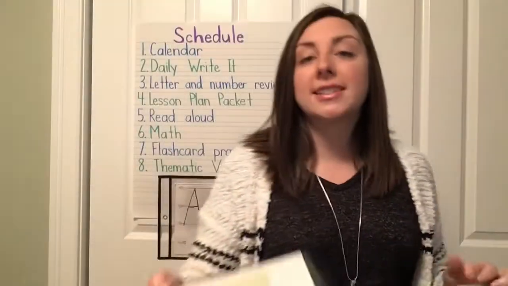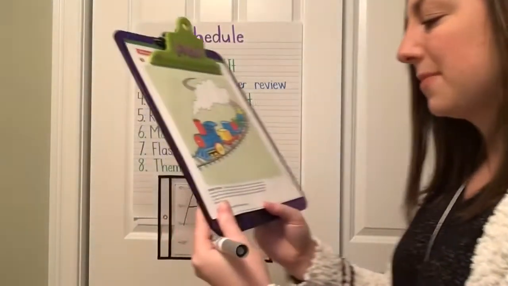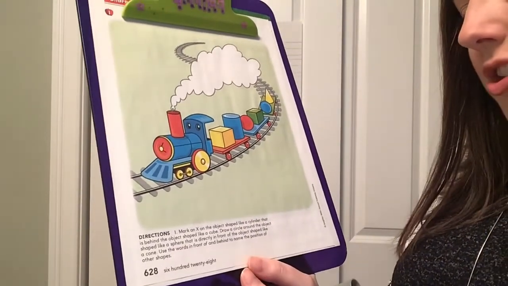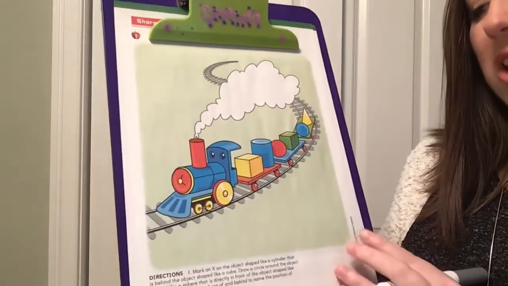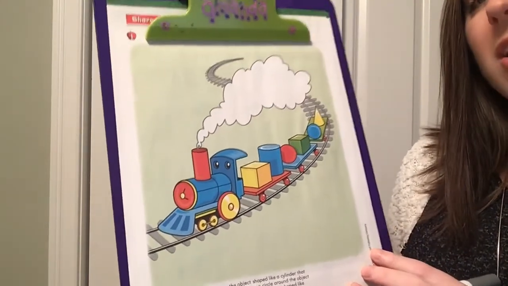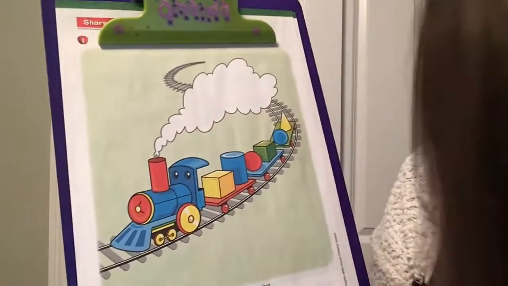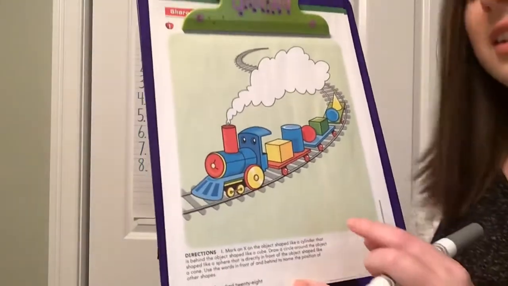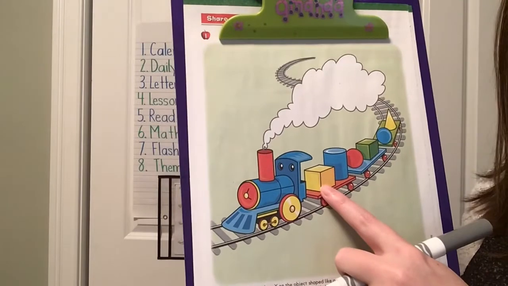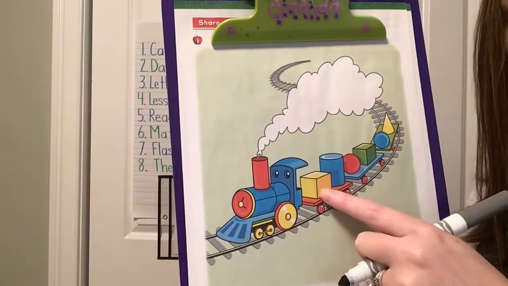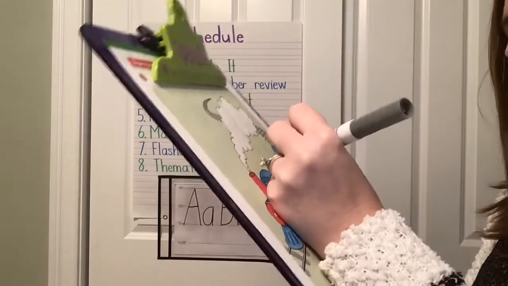So we're going to do a really quick activity today in our math pages, talking about in front of and behind. Says mark an X on the object shaped like a cylinder behind the cube. So mark an X on the cylinder behind the cube. Can you guys point to it? Is this a cylinder? Nope. Is this a cylinder? Yes, and look, it's behind a cube, so we put an X on it.